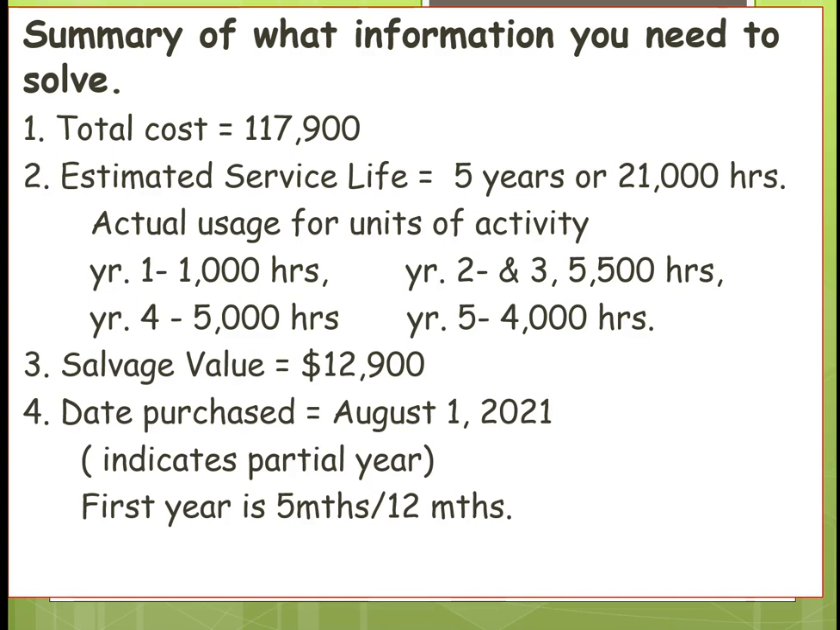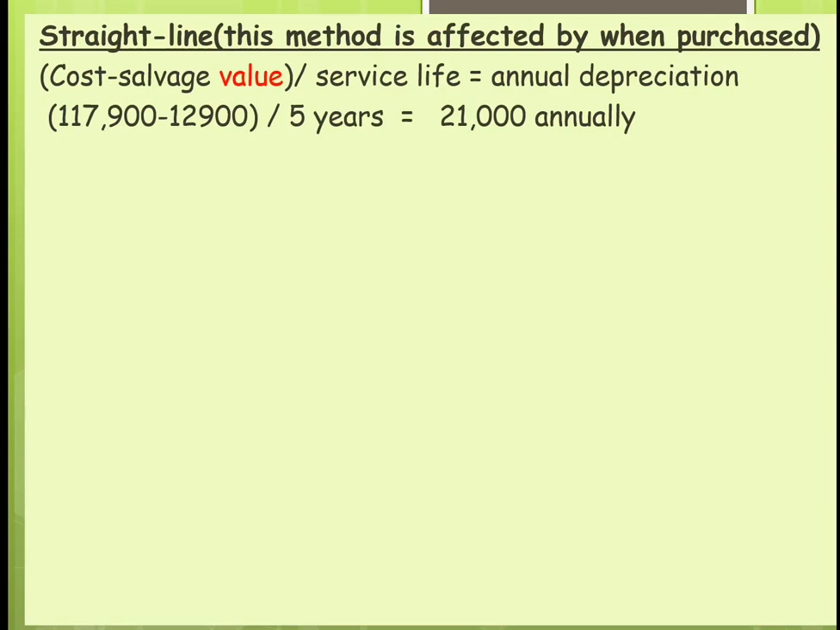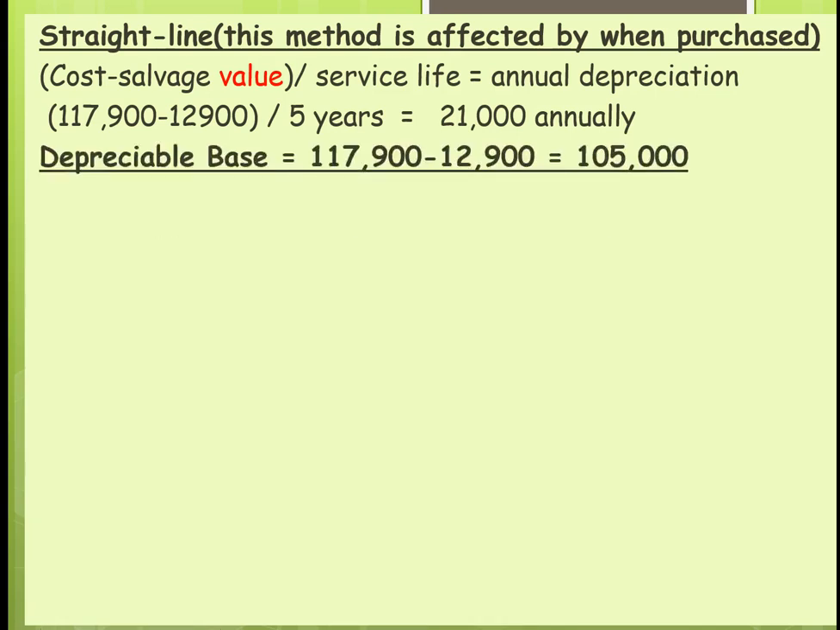So now let's look at straight line. Now what's the formula? It's cost minus salvage or residual value divided by service life. That always gives you annual depreciation. To get monthly, you divide by 12. Then to come up with an annual rate in our example, it's 21,000. That would be used if and only if we are going to have a full year. So also you need to remember what's my depreciable base, because this is the maximum amount that you can allocate over the life of the asset.